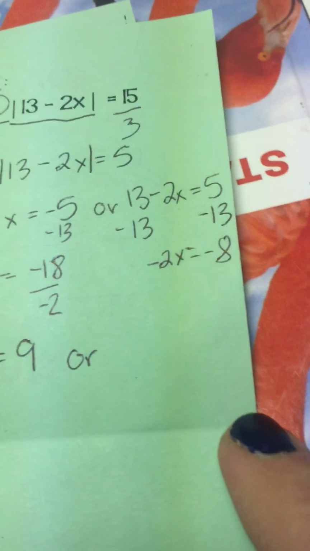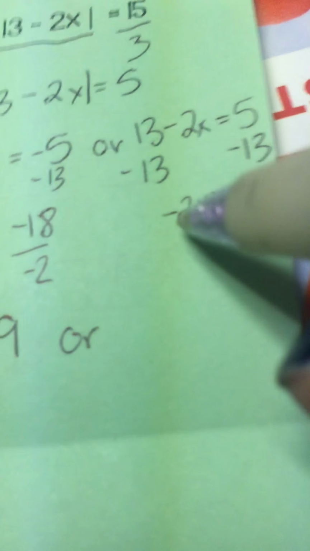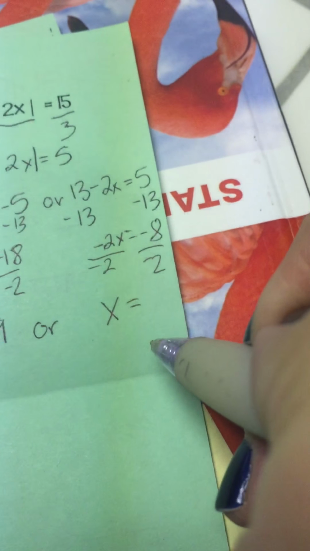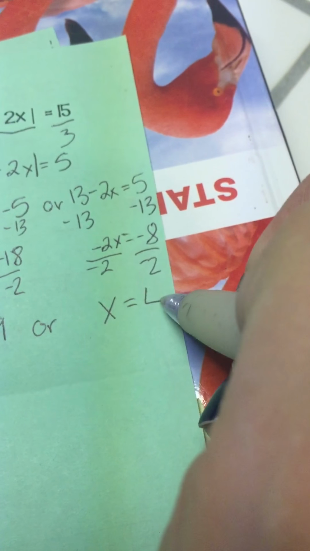Now, negative 2 times x, the opposite of that is divide. So I'm going to divide both sides by negative 2. Negative 2 divided by negative 2 is 1. Negative 8 divided by negative 2 is positive 4. So if I were to plug in either one of those x values, this equation up top would be true. So here are our two solutions.